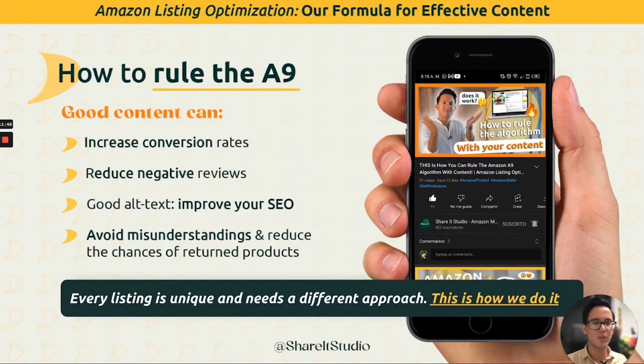The algorithm is basically qualifying you, like, oh, its product is getting returned. Why is it getting returned? Super important to understand, to give the buyer the best experience possible, right? And every listing is unique.